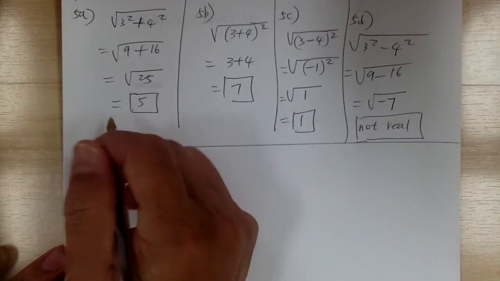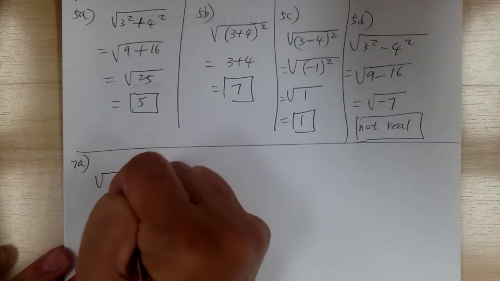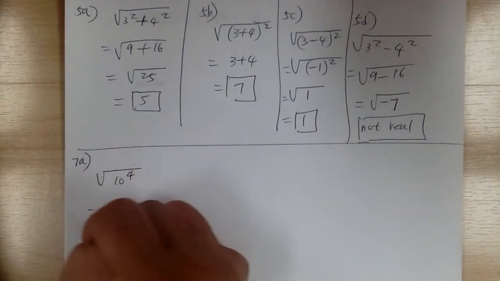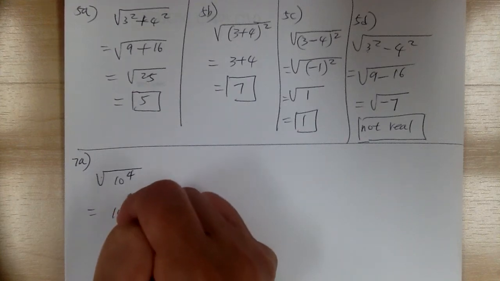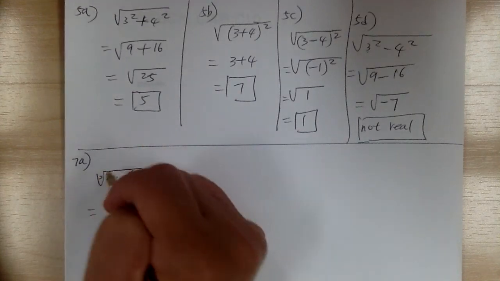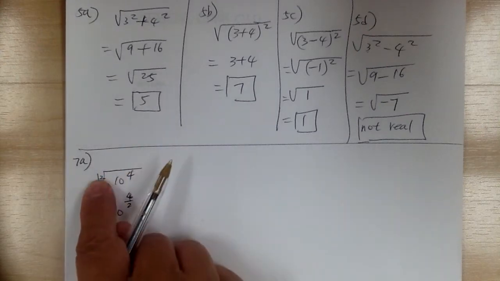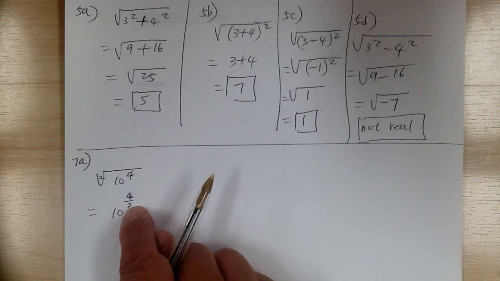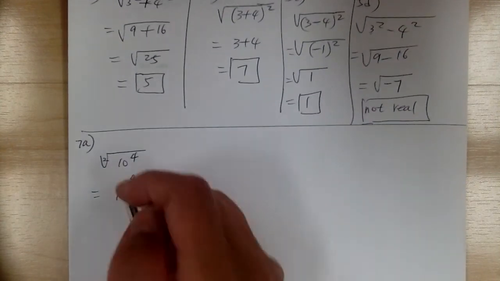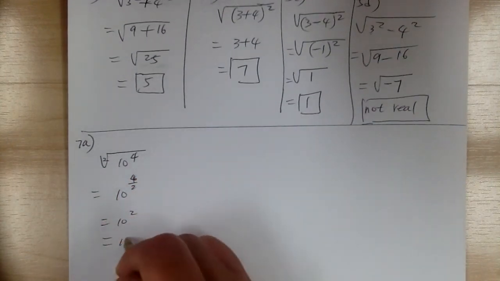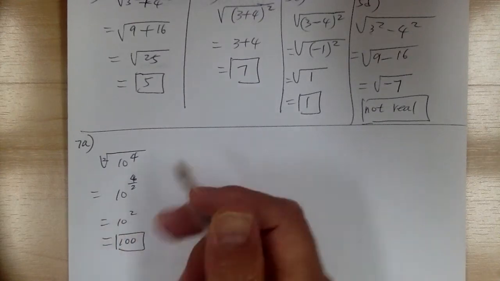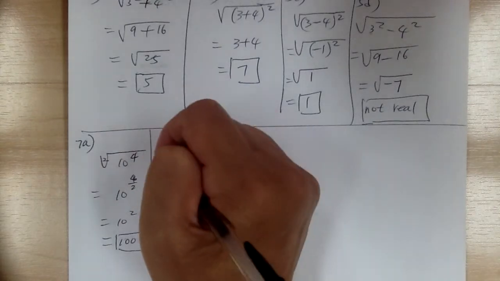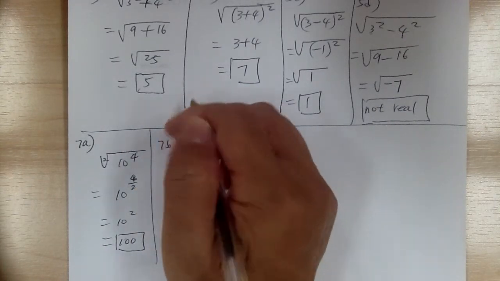So 7a, you have the square root of 10 to the 4. Again, the index means there's a 2, so this actually becomes 10 to the 4 divided by 2. There's an invisible 2 right over here. That's what the square root means. The exponent goes on the top and the index goes on the bottom because they're reciprocals of each other. So this is equal to 10 to the 2, which is 100. You don't have to show all these steps, but I'm showing all the steps so you can follow what I'm doing. Okay, so let's go to 7b.